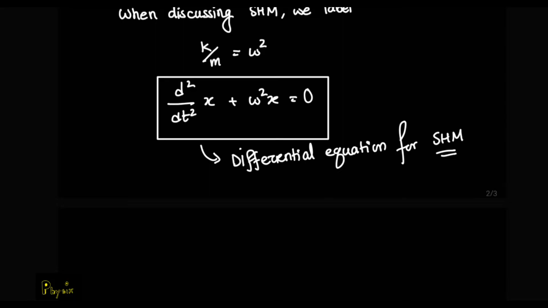Now, the solution of this differential equation should be x equals A sin(ωt + φ). And this is what we deal with when we discuss simple harmonic motion, and we take for granted x equals A sin(ωt + φ) to be the displacement function for any particle in simple harmonic motion. But how do we come up with that? Well, the mathematics behind it is going to be discussed today in this lecture.